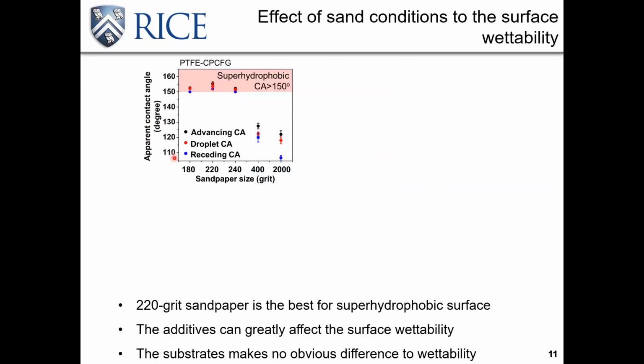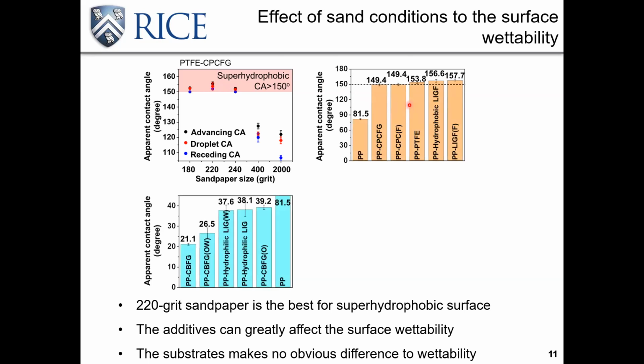To further optimize the result, we tested the effect of the sandpaper, and based on the contact angle results, the contact angle with 220 grit is the largest in our case, as shown here. So this indicates that this type of sandpaper is the best for the fabrication of the superhydrophobic surface. Also, we changed the additive, and we can see the contact angle can be changed in a large range from superhydrophobic to hydrophilic based on different additives, as shown here.